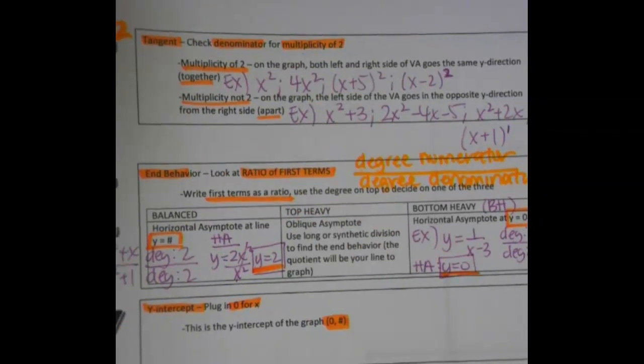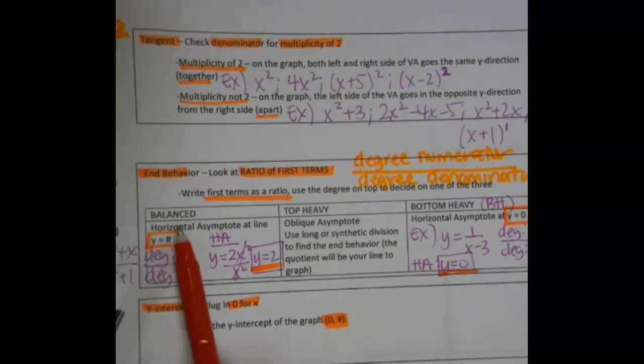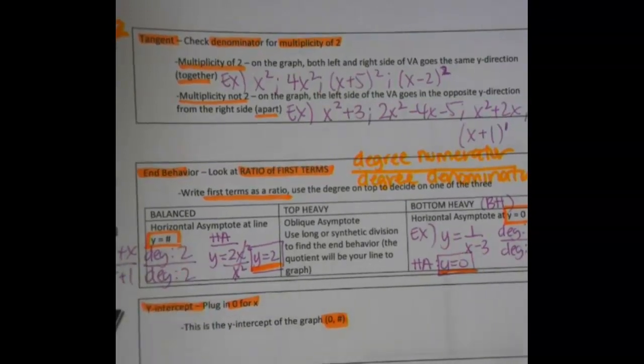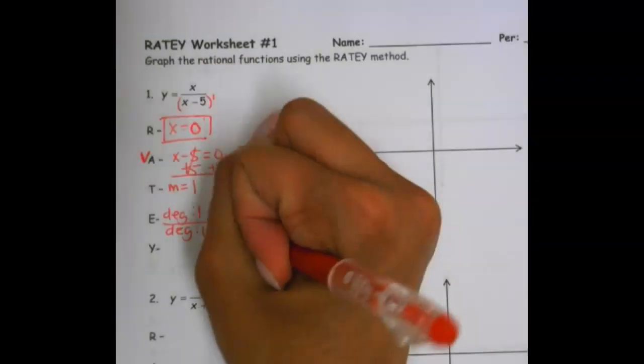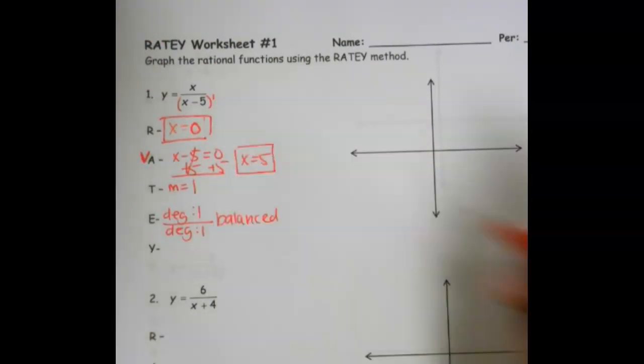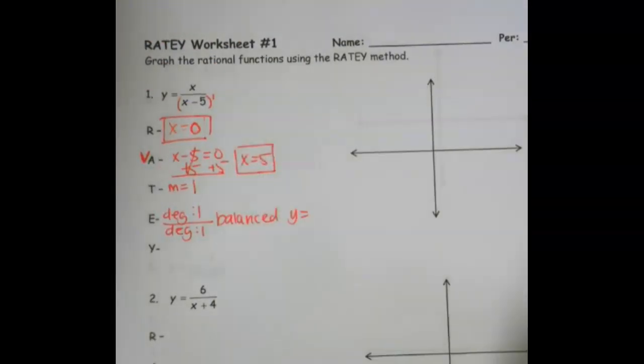y equals 1. Okay, well, how'd you get y equals 1? Because I didn't see that down here. First, is it balanced or bottom heavy? Balanced. It's balanced because the degree in your numerator and denominator are the same. So I'm just going to make a little note. This is balanced. And we're going to write out our ratio like you told me before. You're going to check the first terms as your ratio.